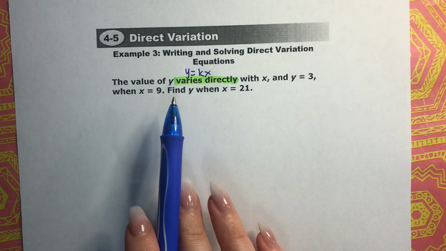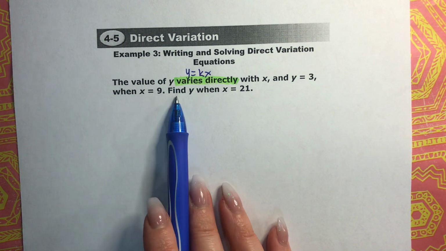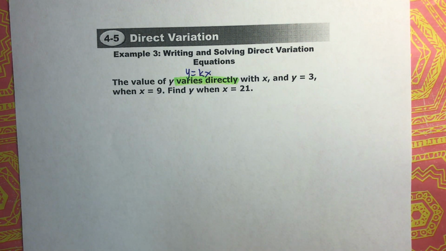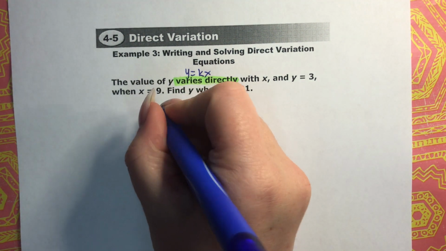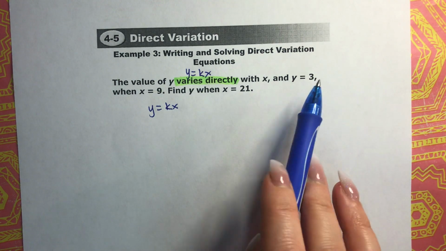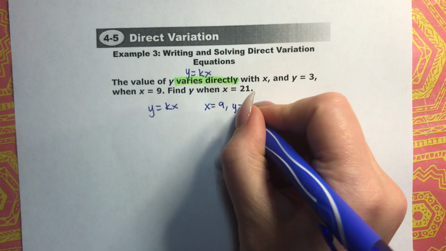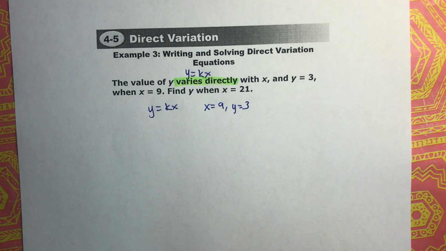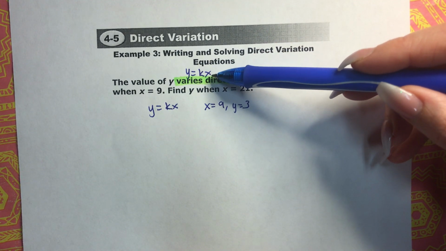So the value of y varies directly with x, and y equals 3 when x equals 9. Find y when x equals 21. These problems are like little puzzles, all right? It says y varies directly with x, so we know we're dealing with a direct variation equation. They give us two pieces of information, x equals 9 and y equals 3. With a direct variation equation, the only letter you need to know to write it is k.